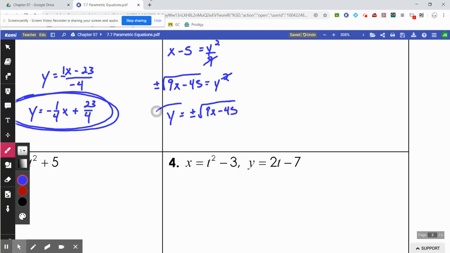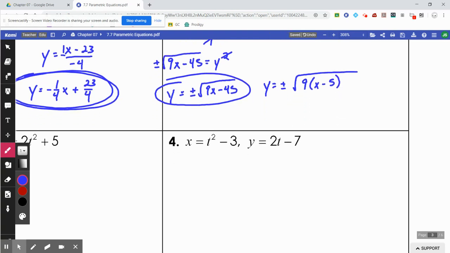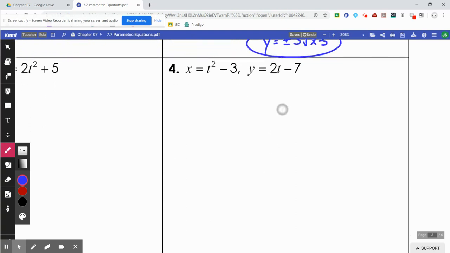Now that can be simplified. We can leave it like that, but since that 9 can factor out of that, you can do this either way. I'm going to split that and write it as plus and minus the square root of 9 times x minus 5. And then that 9 can be brought out front because you can find the square root of 9. So we can simplify that expression. So you could actually also write it as plus and minus 3 times the square root of x minus 5. Either method would be fine. Number 3.